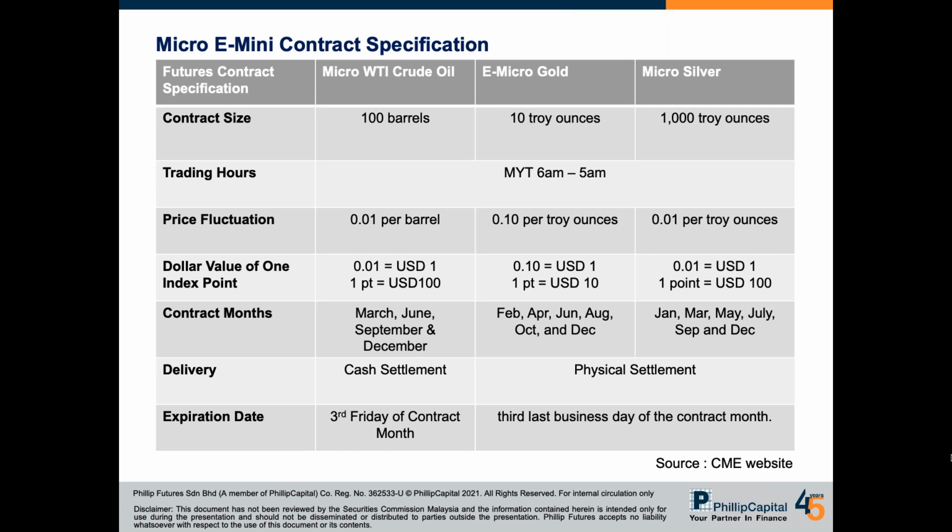The contract months for crude oil are March, June, September, and December. For micro gold, they are February, April, June, August, October, and December. For micro silver, they are January, March, May, July, September, and December. For the delivery month, crude oil will be cash settled, and micro gold and silver are physical. But at Phillip Futures, we will also be cash settled; we do not have any physical settlement. The expiry date for all these products will also be different.